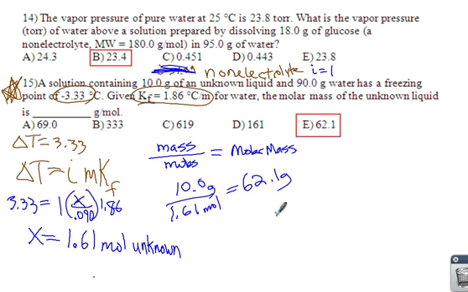0.161? I got 1.71. Oh, did I have my decimal in the wrong spot here? Oh, that happens. All right.